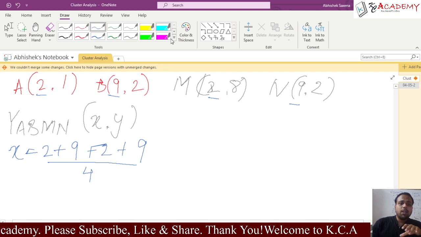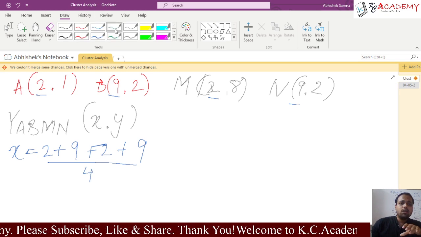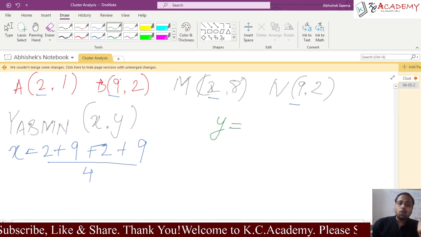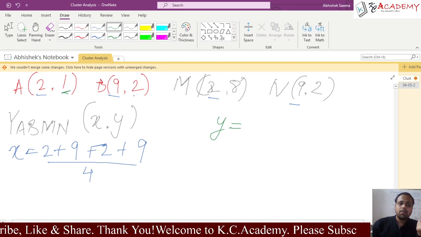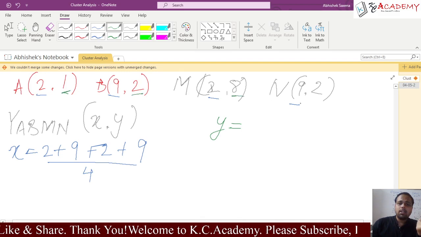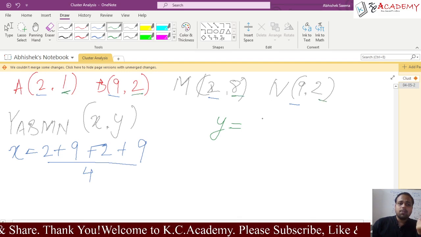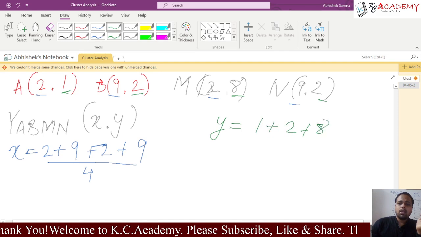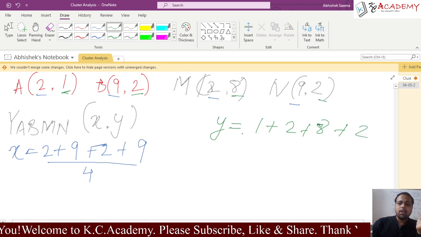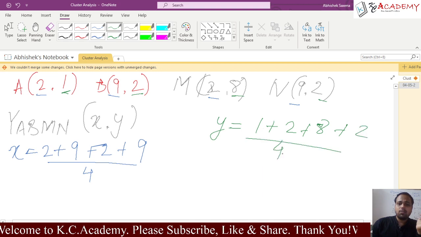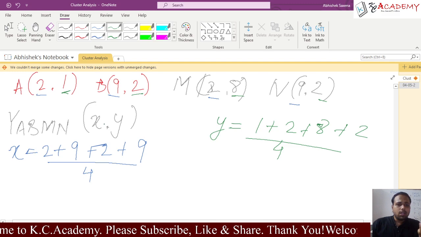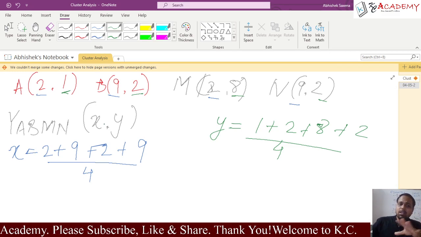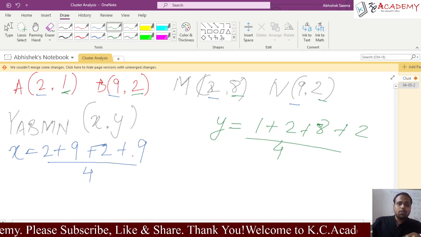Similarly, if you want to solve for y, you have to add all the y values. Here it is 1, here it is 2, here it is 8, here it is 2. So that is 1 plus 2 plus 8 plus 2, divided by 4, again because there are 4 points. If there are 6 points, then you have to divide by 6. So similarly with this method we can solve the iteration.